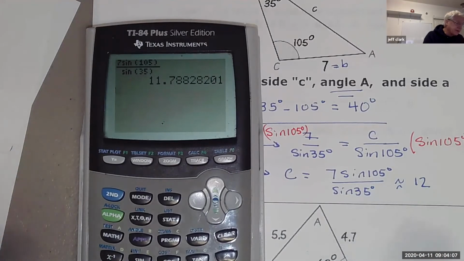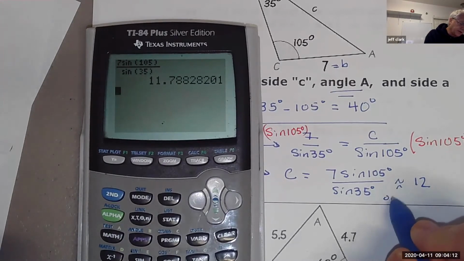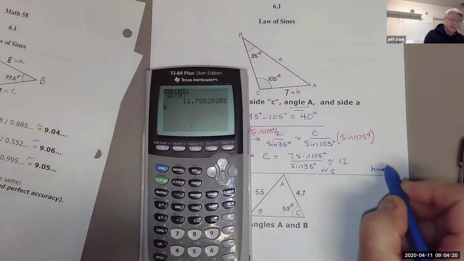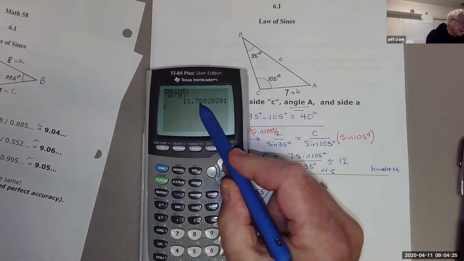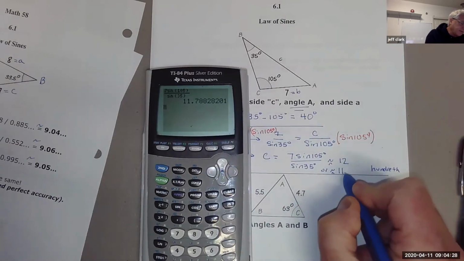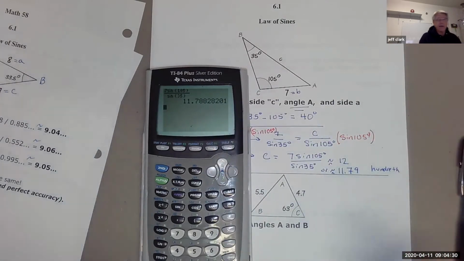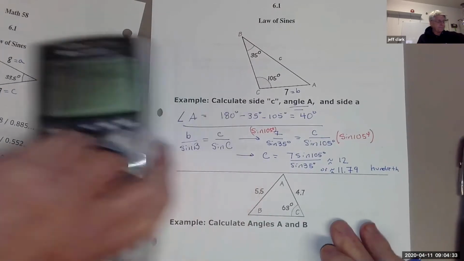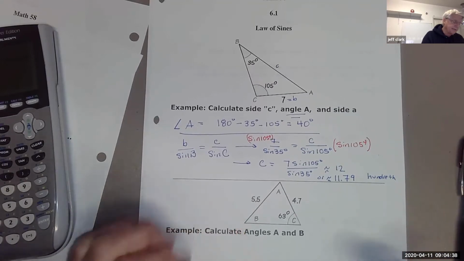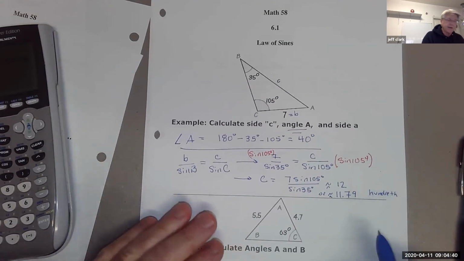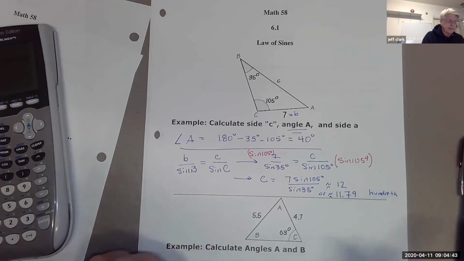Some of you might say, but Jeff, you asked us to do it to the nearest hundredth. Or if I go squiggle, squiggle, this is the hundredth. So I'm going to round that 8 up to a 9, so 11.79. And then you'd say units of measurement if you need to. So that leaves us just to find little a. And again, you can't use the Pythagorean theorem because it's not a right triangle.